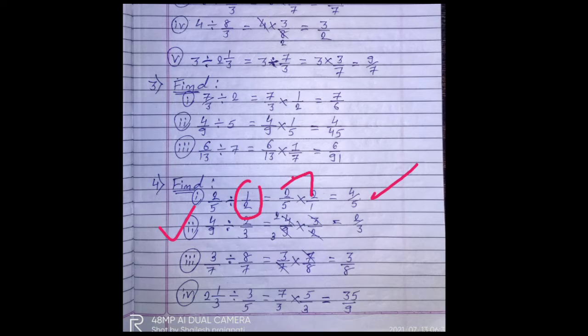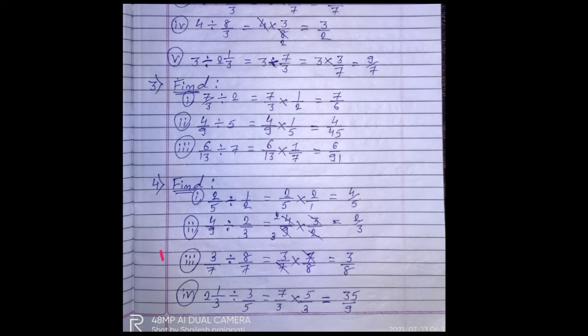Second number, divide both fractional numbers, 4 upon 9 divided by 2 upon 3. So 4 upon 9 multiplied by the reciprocal of 2 upon 3, which is 3 upon 2. Now here divide: 3 3s are 9 and 2 2s are 4. So the remaining terms are 2 upon 3.